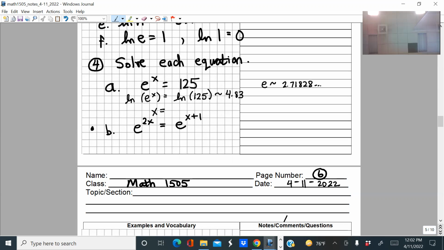Natural log of e to the x. So what's that going to be? x, because these functions are inverses of one another, right? They cancel each other, so you end up with just x. See, that's the power of inverses. So we know that x is approximately 4.83. See how easy that was? Nothing to that, right? You can check it by using your calculator to raise e to the 4.83 power and see if you get approximately 125.